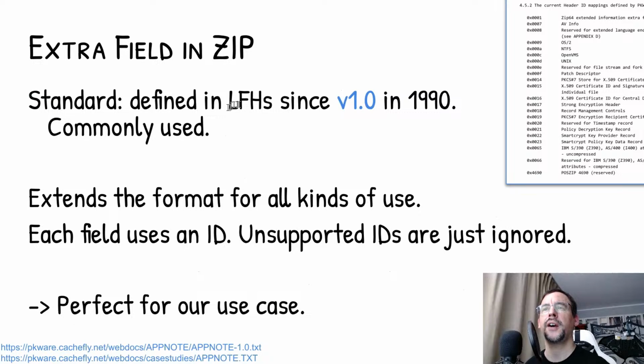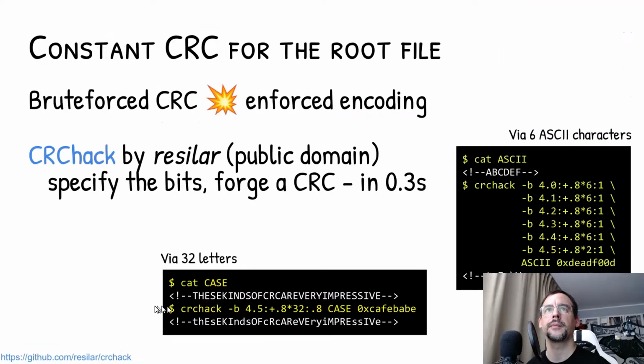It's been defined in local file headers since 1990, and it's commonly used. Very often it's used for something like a timestamp or extra information or NTFS content. So basically, extra fields are standard and they're usually preserved. And each field uses an ID, and the unsupported IDs are just ignored, which is exactly what we want.